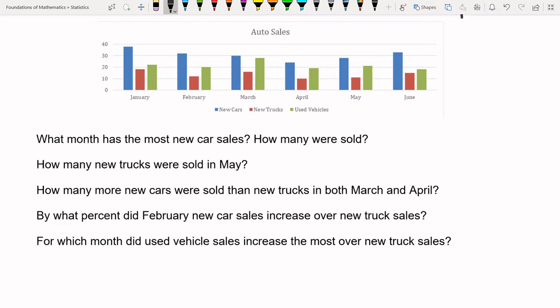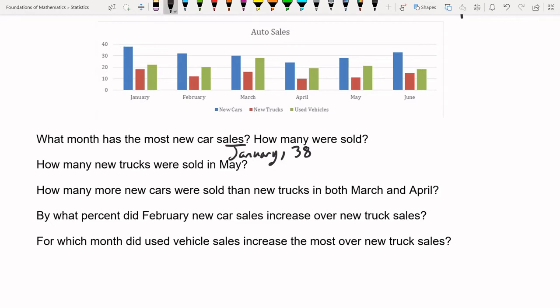Looking at this graph, what month has the most new car sales, and how many were sold? You can directly see we're looking for new car sales, that's the blue, and which one has that? Well, January has the highest blue bar, so we can say January. And how many were sold? Looking at this line here, it looks to be about 38. It could be 39 or 37, somewhere around there is accurate. I would say 38. Now, let me clean that up.